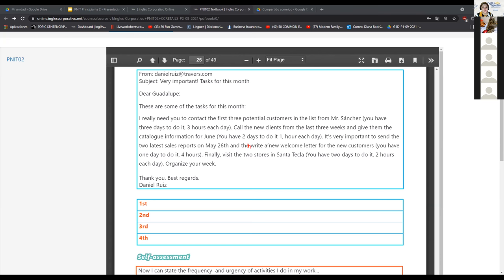And then write a new welcome letter for the new customers. So this one is written like customers, but the pronunciation is customers. You have 1 day to do it, 4 hours. Finally, visit the two stores in Santa Tecla. You have 2 days to do it, 2 hours each day. Organize your week. Thank you, best regards, Daniel Ruiz. So you're gonna organize Guadalupe's week like it was your week, and you're gonna organize by importance.